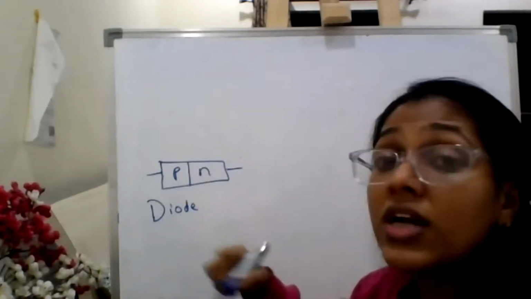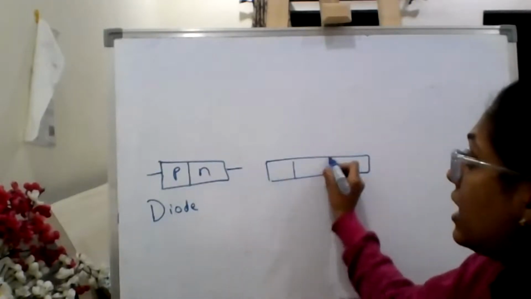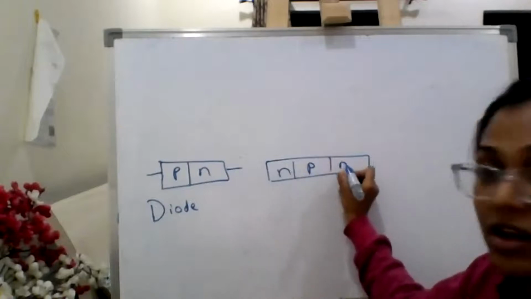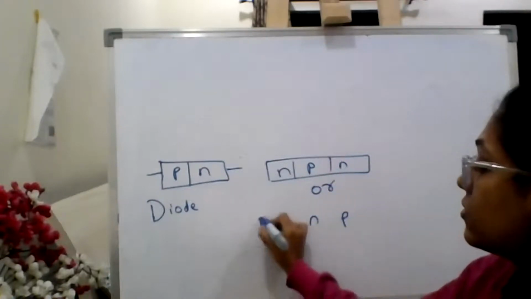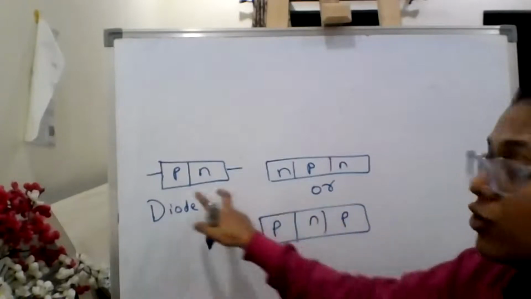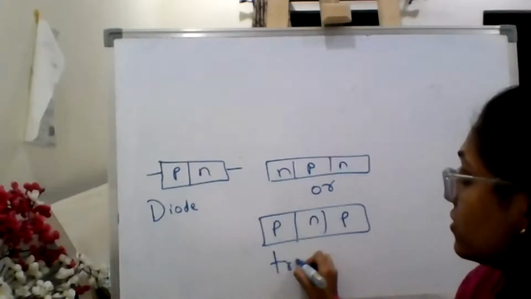Then we went on to transistors. Now what is happening in transistors? Now we have three layers, NPN or PNP. That means one more addition. Here there were two blocks. Now we have three blocks here. So this was a transistor.